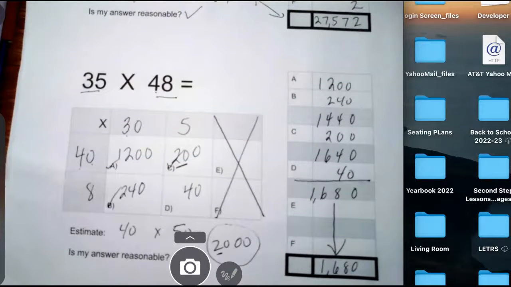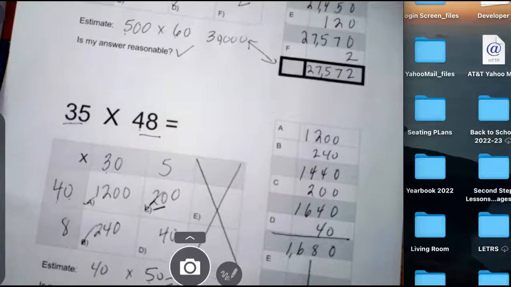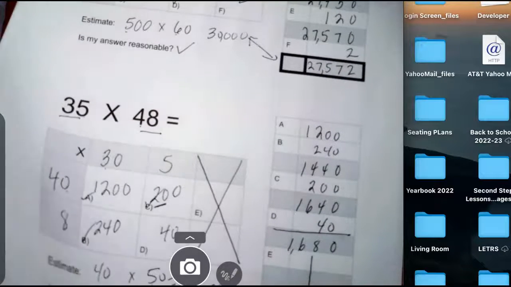Okay. So that is the math for today. You're going to go ahead and keep working. Do the rest of the pages, though I can't show you that because I already wrote the answers on those. But go ahead and do the rest of the packet.